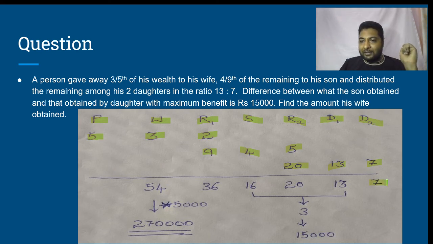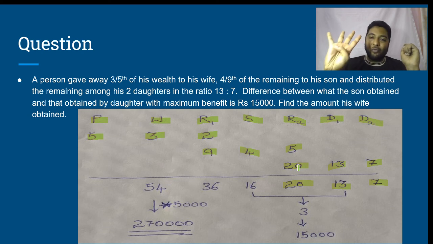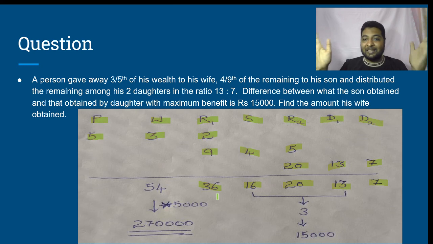If daughter 2 got 7 wallets and daughter 1 got 13 wallets, the remaining at this point of time was 20 wallets. See, 5 bags is same as 20 wallets. So 1 bag is 4 wallets, which means 4 bags would be 16 wallets. 9 bags would be 36 wallets. 2 suitcases is same as 36 wallets. 1 suitcase therefore is 18 wallets. So 3 suitcases, 54 wallets.